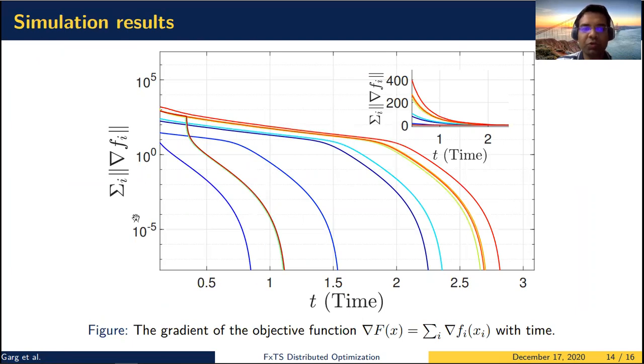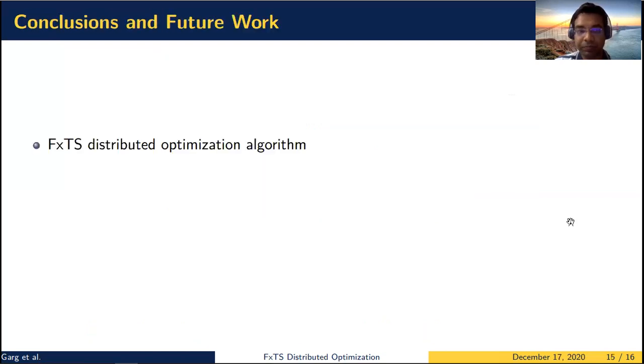So this figure shows the convergence of the summation of the gradients, and it can be noted that the superlinear convergence plotted on the log scale shows that the convergence is achieved within a fixed amount of time. For different initial conditions, we observe that the time of convergence is less than or equal to 3 seconds here, and the theoretical bound was 10 seconds. So the algorithm reaches the optimal solution in a time much less than the theoretically predicted time.